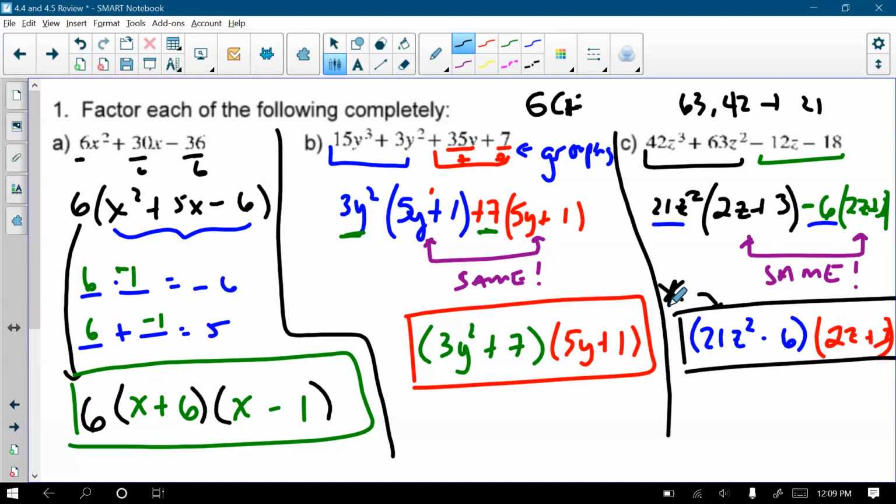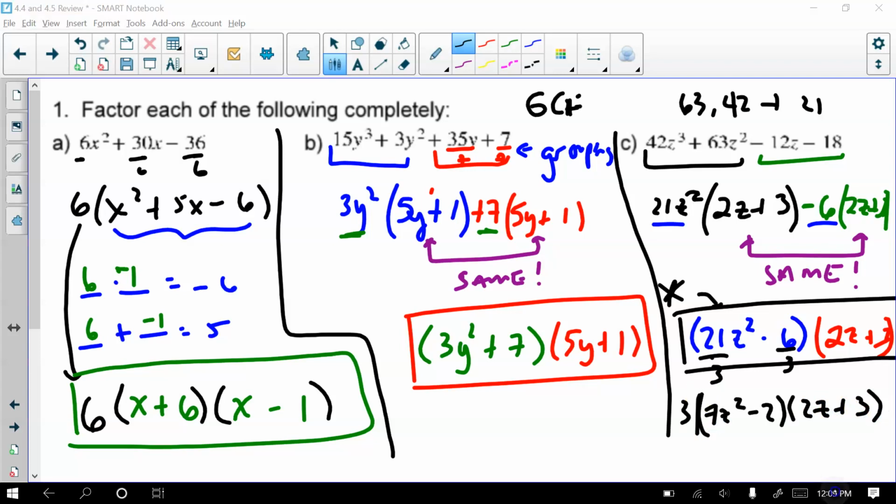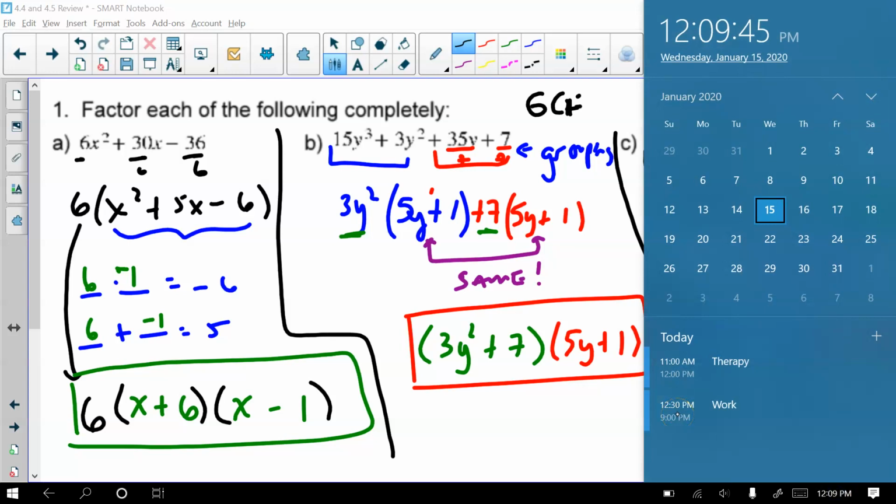I will say that one other thing that we could do here, we could also take a 3 out of both of these. So a different answer, but a correct answer would be 3z squared minus 2, and then 2z plus 3 comes along. That's fine.